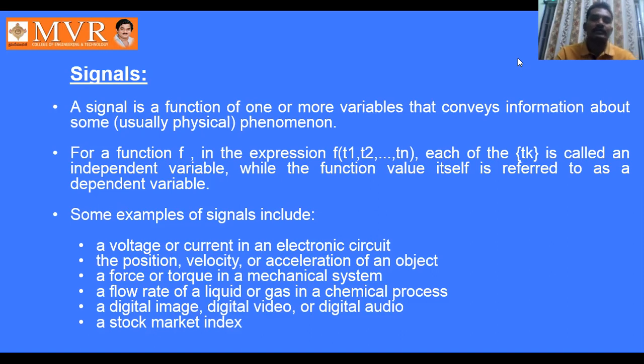Similarly, the position, velocity, or acceleration of an object. Next is the force or torque in a mechanical system, a flow rate of a liquid or gas in a chemical process, a digital image or digital video or digital audio. Then the stock market index. These are all some examples of signals. So finally, a signal is a function of one or more variables that conveys information about some physical phenomena.